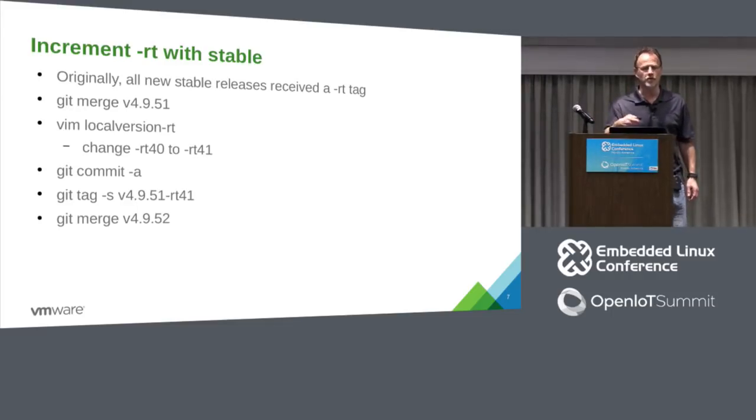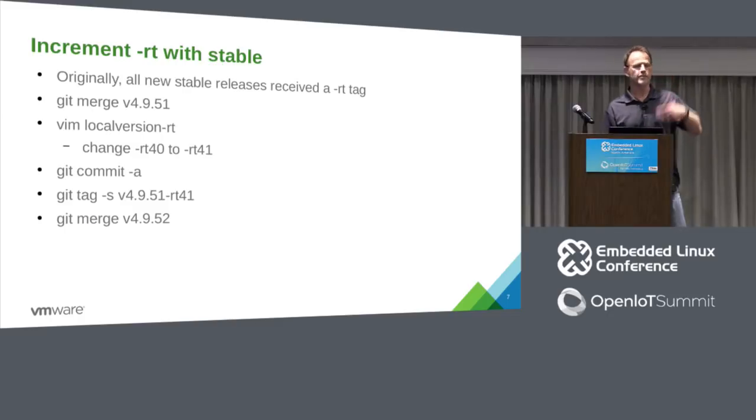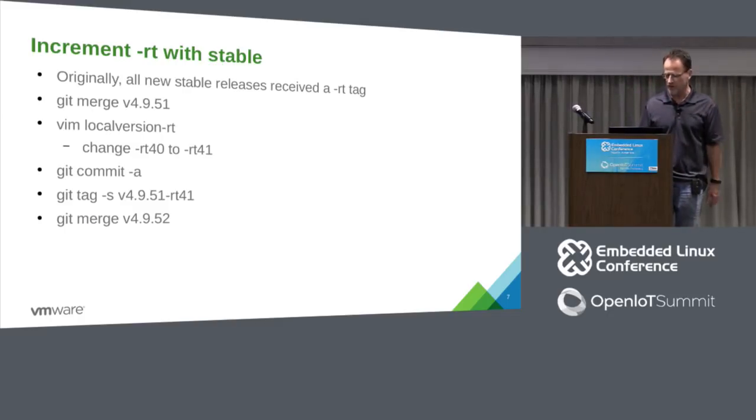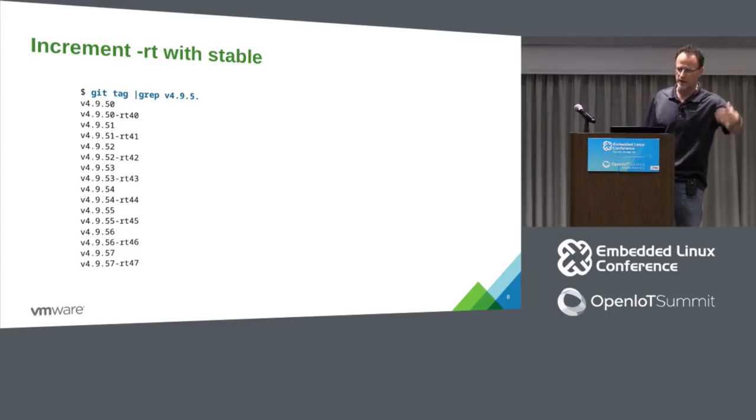So we use something called localversion-rt because it was kind of nice: when the make process pulls these in, it just searches for anything that starts with the letters localversion. So we could put localversion-rt and update it. I would edit it, change it from RT40 to 41, commit -a, make a tag on it, then go to the next release and so on. So when I do a git tag and grep 4.9.5, I see all my releases and you'll see it's 41, 42, 43, 44. I was way behind and caught up by hitting every single one of these.